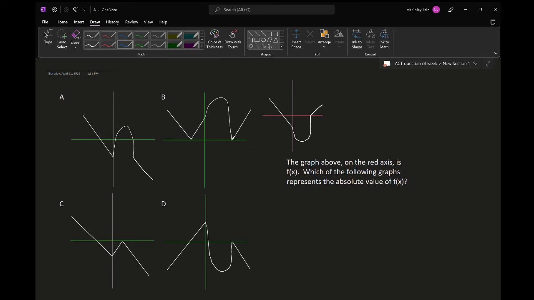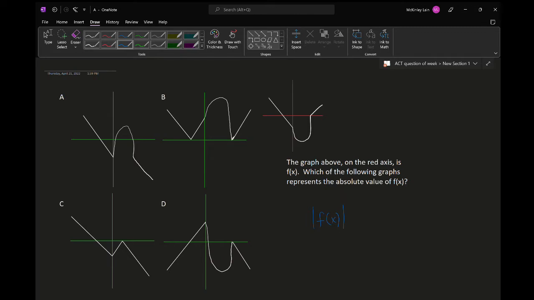Okay, this week's ACT question involves absolute value. So we've previously worked with absolute value. The question says the graph above on the red axis is f of x. Which of the following graphs represent the absolute value of f of x? Now I can write the absolute value of f of x with these bars. So anytime you see something with those bars, it indicates absolute value.